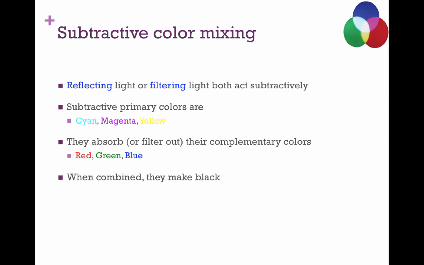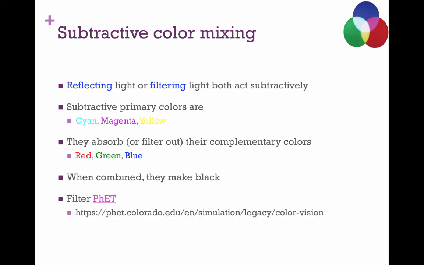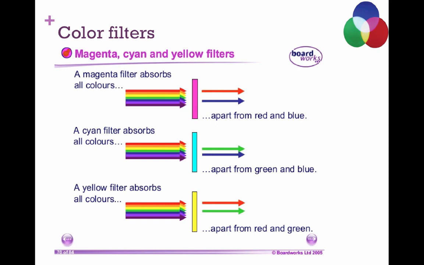This color mixing is called subtractive because what's happening is we're taking out colors instead of adding to colors. So when you put a filter in front of a light, you're taking out colors that are absorbed by that filter. You can try this PhET simulation that gives you a very basic look at what happens with filters. And here's a visual representation of what happens with filters.